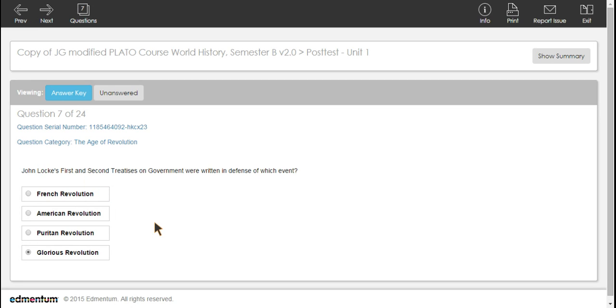Moving on. John Locke's first and second treatises on government were written in defense of which event? The French Revolution, American Revolution, Puritan Revolution, or Glorious Revolution? Our correct answer is the Glorious Revolution.